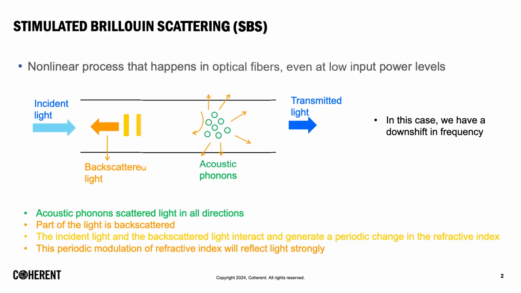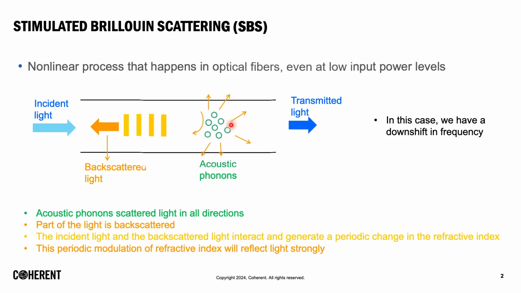So let's explain a little bit what stimulated Brillouin scattering is. This is a nonlinear process that happens in optical fibers, even at low input power levels. Let's look at what happens when light propagates through a medium. Within the medium, the atoms and molecules are vibrating. These vibrations are referred to as acoustic phonons.